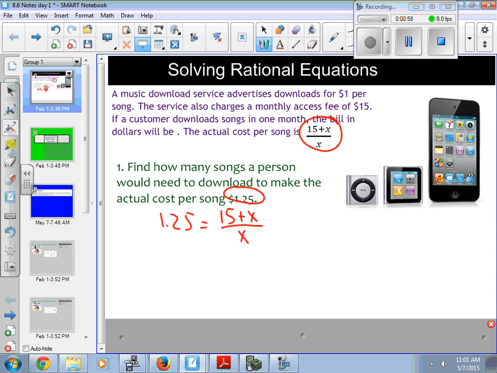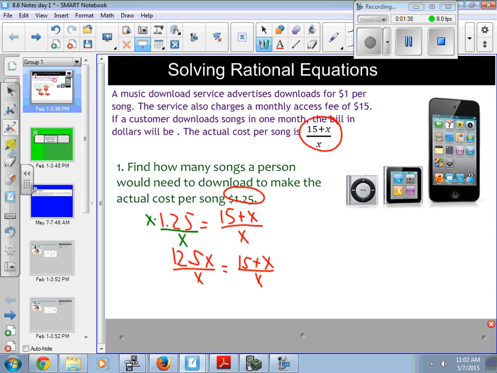Well, on the right side, we've got a rational equation. What we want to do on these rational equation problems is get the same denominator on both sides. So if the right side has a denominator of x, we also want the same denominator over on this side. So we're going to make that one over x too. But if we put x on the bottom, we're changing the problem unless we also multiply x to the top. So if we do that, now we've got 1.25x over x equals (15 plus x) over x.